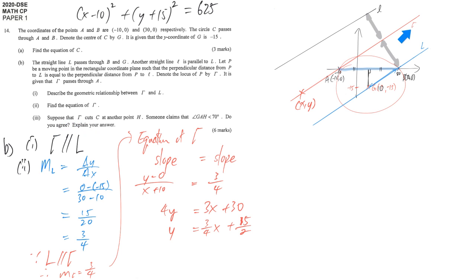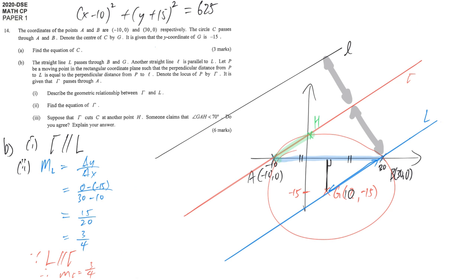Suppose that inverted L, this line, cuts C at another point. The first point where inverted L cuts the circle is at this point. The second point is at this point. But don't mix up, it's not necessarily the y-intercept point. It's just because it's quite close. But anyway, we are talking about angle GAH, this angle here.